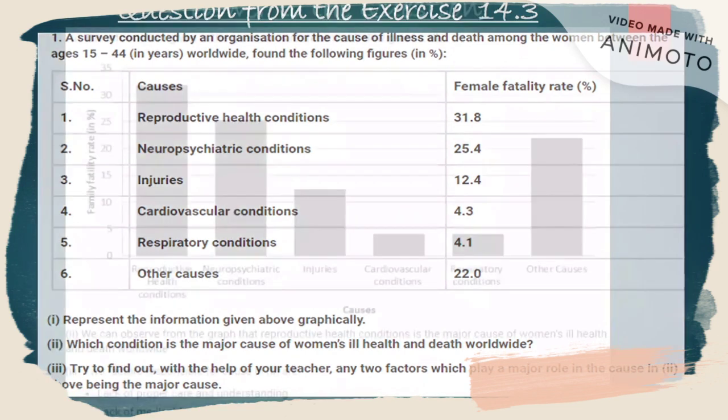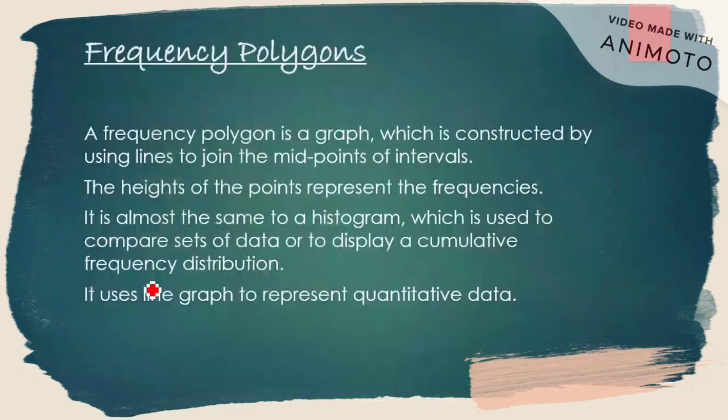Sikha and Sachin will continue with the frequency polygon. So here I am going to tell you about frequency polygons. A frequency polygon is a graphical form of representation of data, and it is almost the same as a histogram. It is used to compare sets of data, and when there is large and continuous data. In a frequency polygon, we use line graphs to represent quantitative data. Next slide.